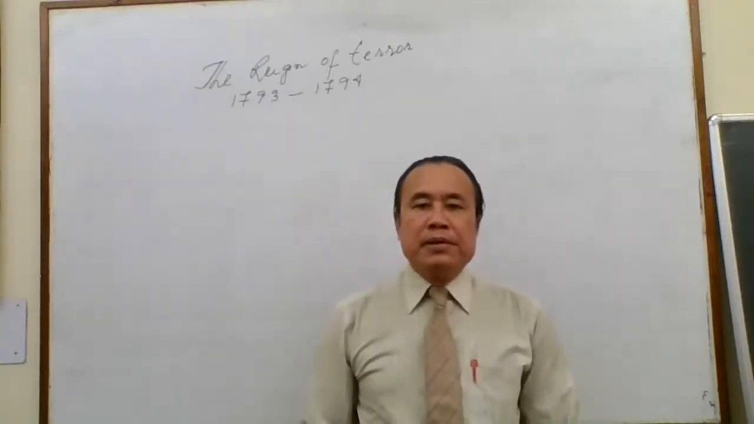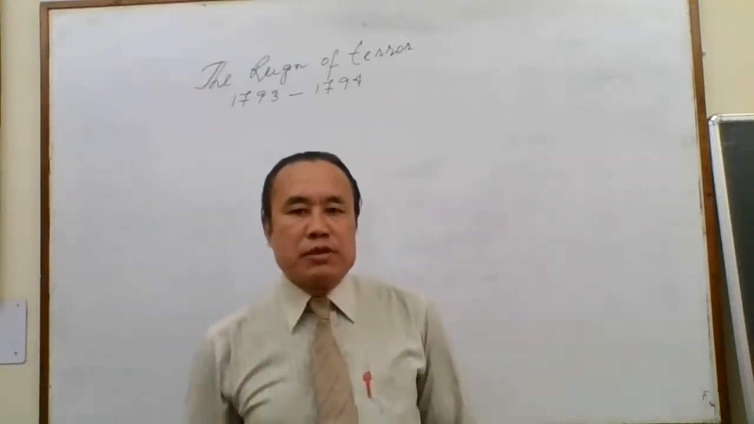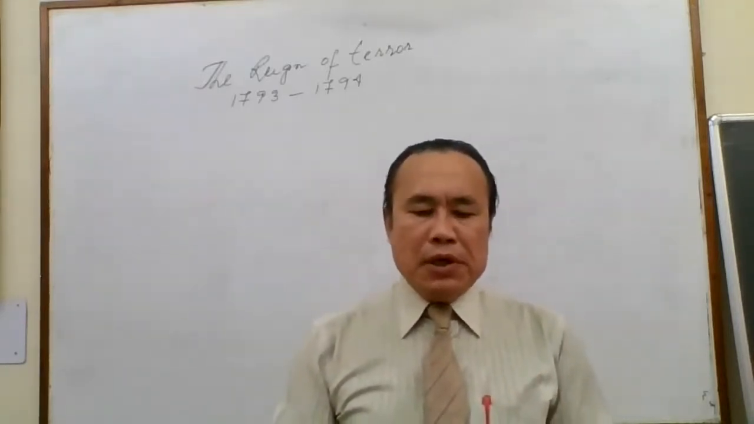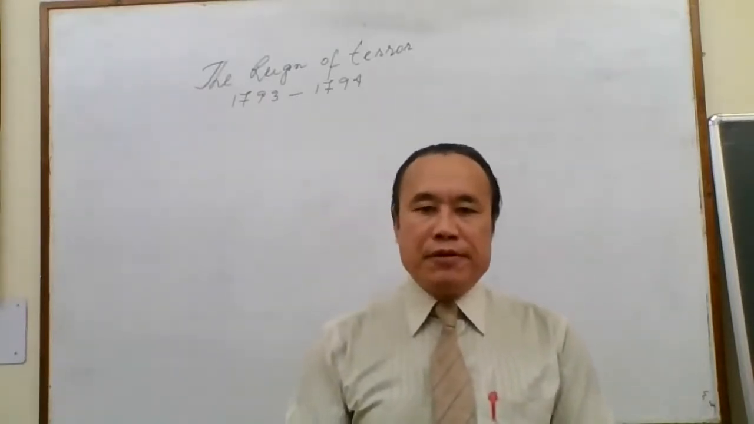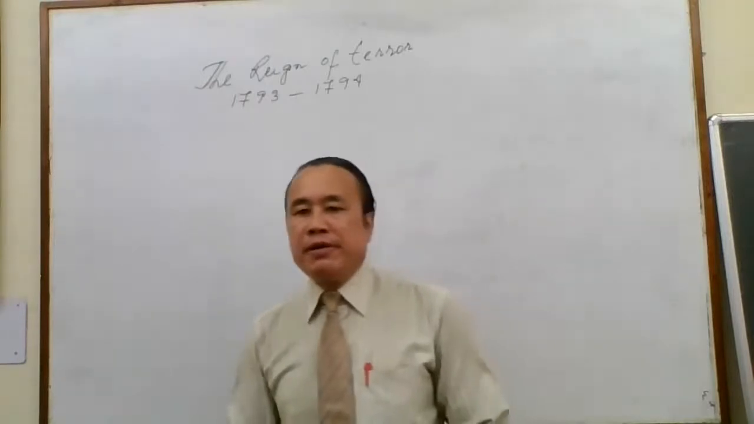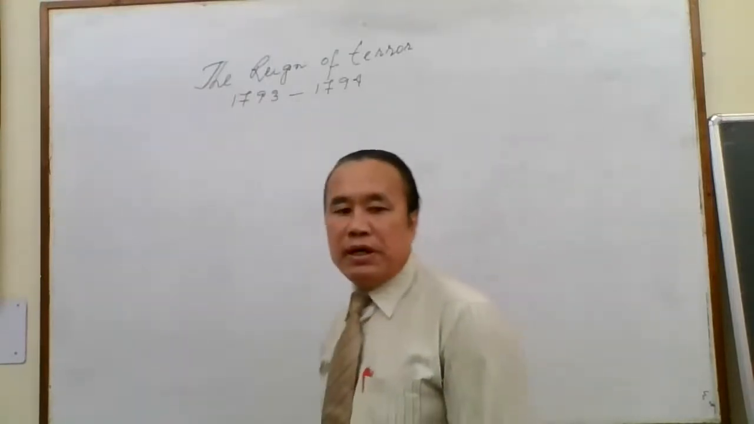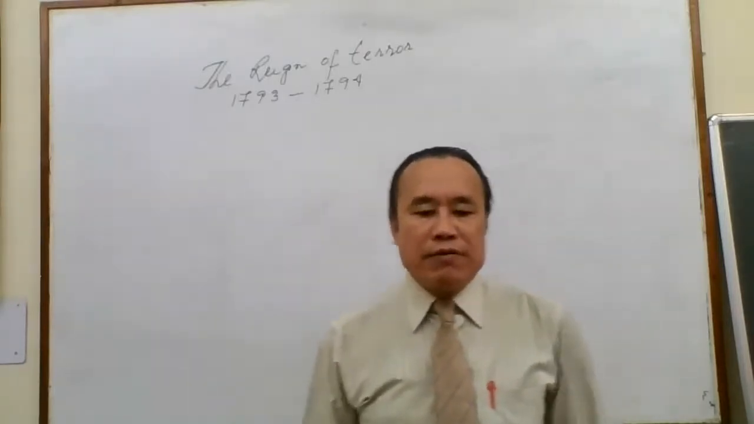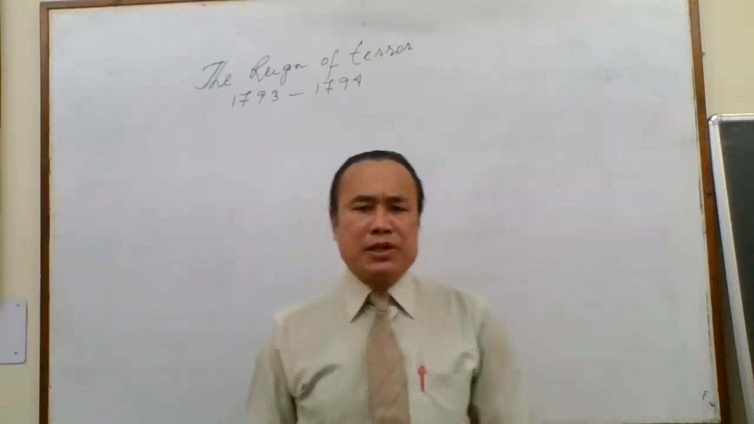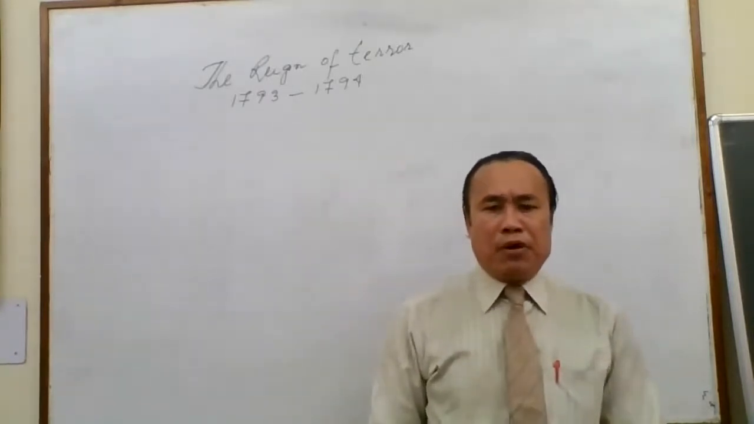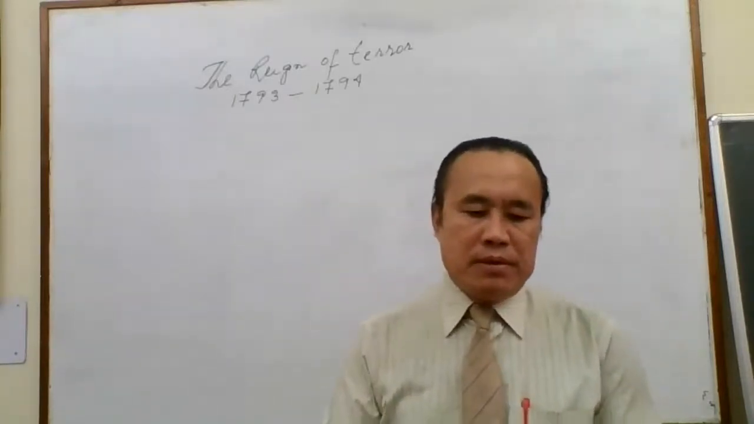Today we are continuing History Lesson 1, the French Revolution. So now we continue with page number 16, the Reign of Terror. The period from 1793 to 1794 is known as the Reign of Terror. Robespierre was the leader. So he followed a policy of severe control and punishment.